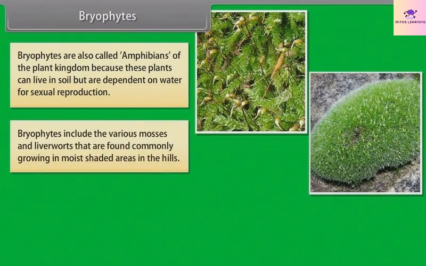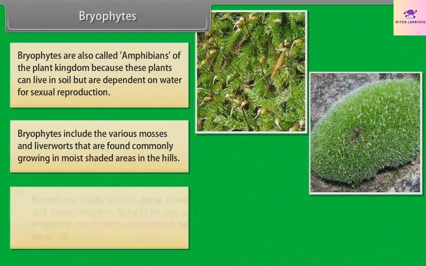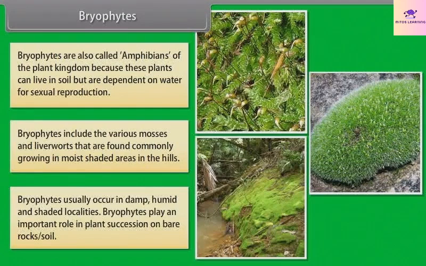Bryophytes include the various mosses and liverworts that are found commonly growing in moist shaded areas in the hills. Bryophytes usually occur in damp, humid, and shaded localities. Bryophytes play an important role in plant succession on bare rocks or soil.